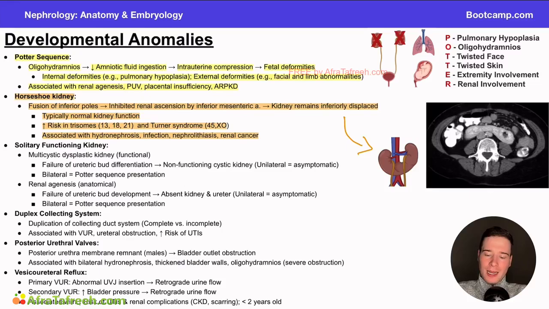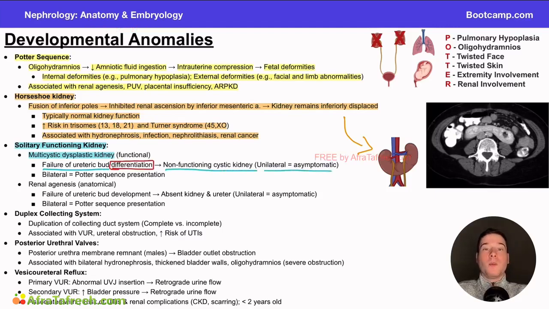Now, moving on to the next one, we have solitary functioning kidney, which put another way is saying that we have one kidney functioning out of our typical two, and this can be either a functional deficit or an actual anatomic deficit. So first, let's talk about the functional version, and this is going to be most commonly asked about in multicystic dysplastic kidney. This is due to failure of the ureteric bud differentiation, which leads to a non-functioning cystic kidney. Typically, it's unilateral and is asymptomatic.